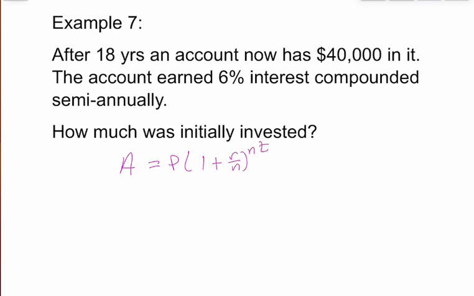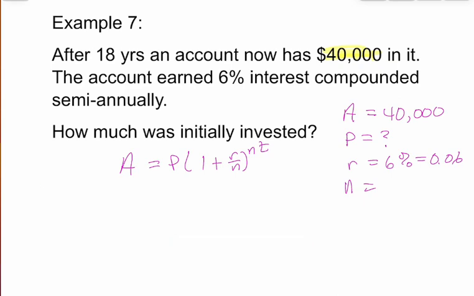So let's write our formula like that. So let's remember what each of the variables stands for. The A is our final amount. They told us our final amount was $40,000. Our P is our starting amount. That's what they ask for when they say how much was initially invested. Our R is our percentage rate written as a decimal.